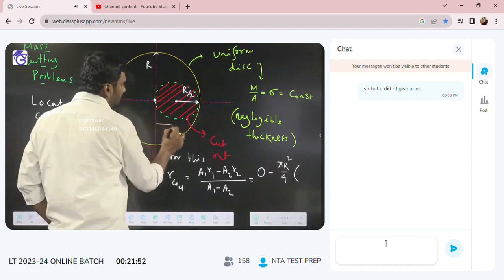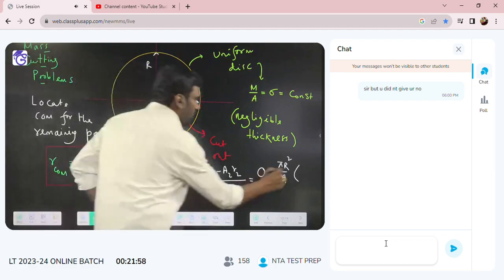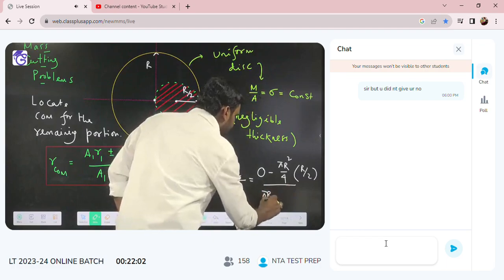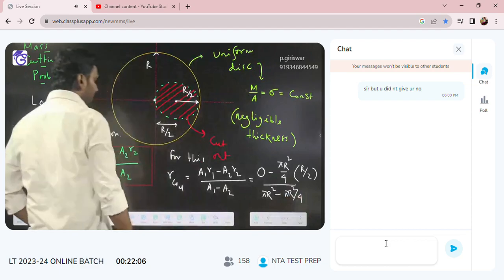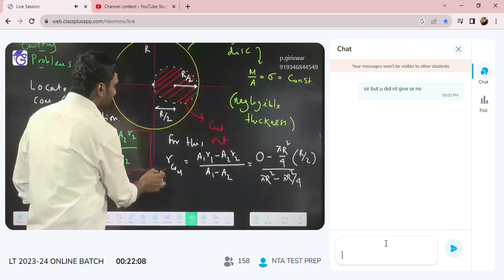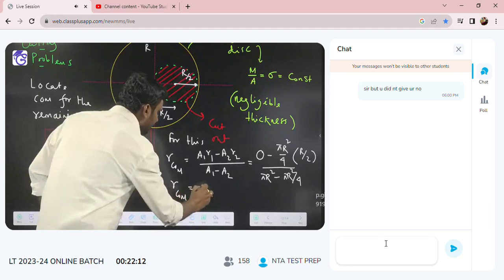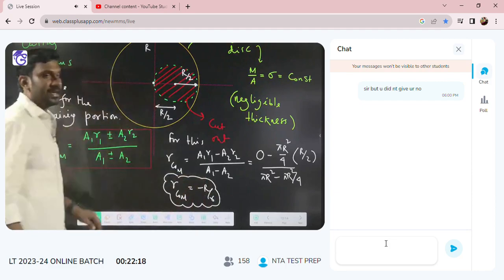How much distance is it away from the original center of mass? It is r by 2. So I write r by 2, divided by pi r square minus pi r square by 4. As a result, you will get R center of mass is equal to minus r by 6. Please check the calculation and confirm.